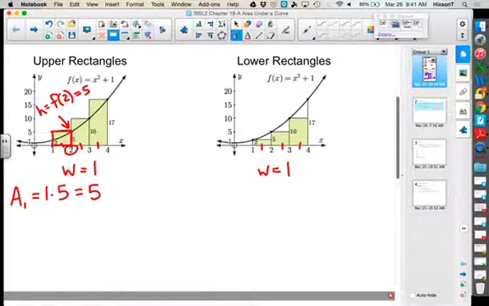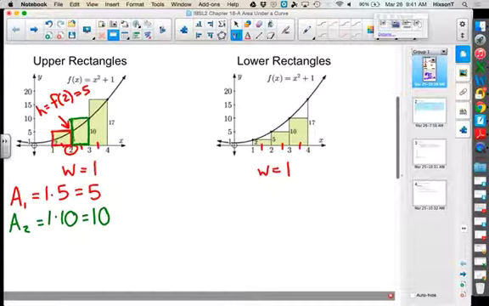Then I need to do that for my other rectangles as well. To find the height of this rectangle, I'm going to take f of 3, which in this case is 3 squared plus 1, so that's 10. So the second rectangle, my width is still 1, my height is now 10, so the area there is 10.